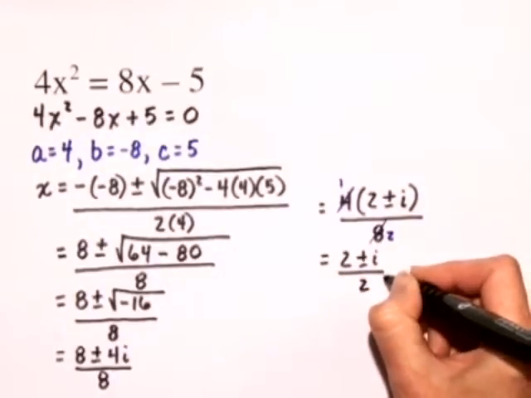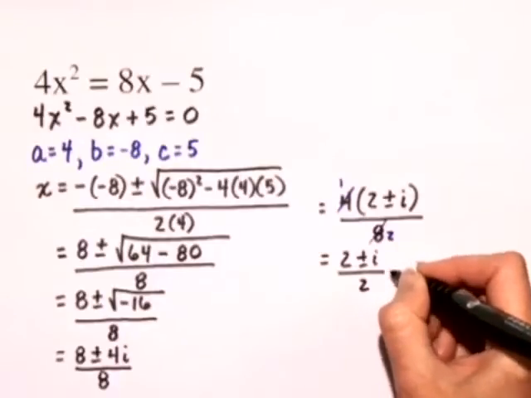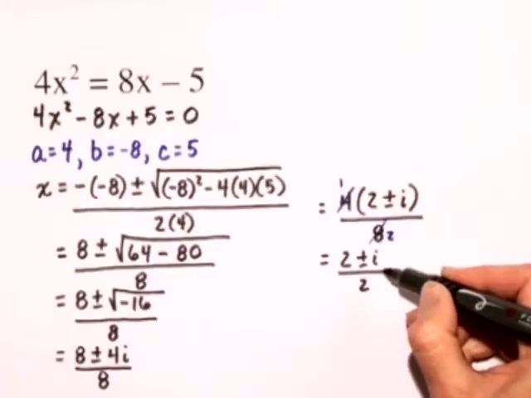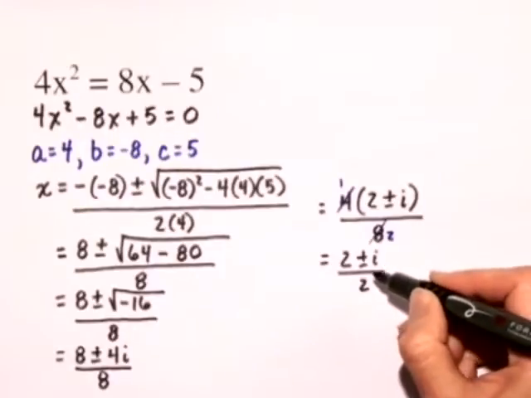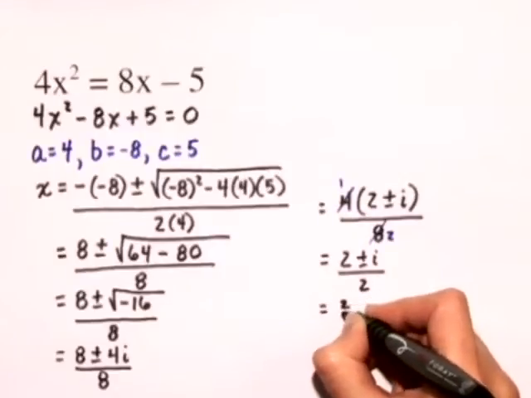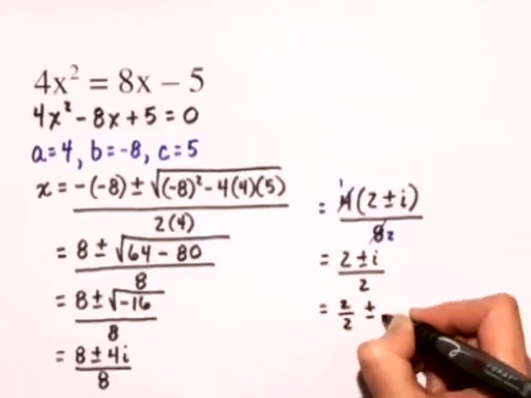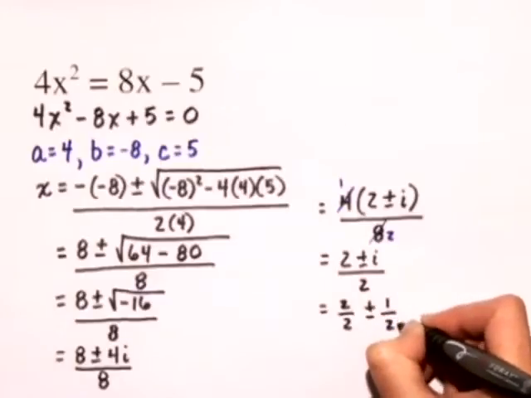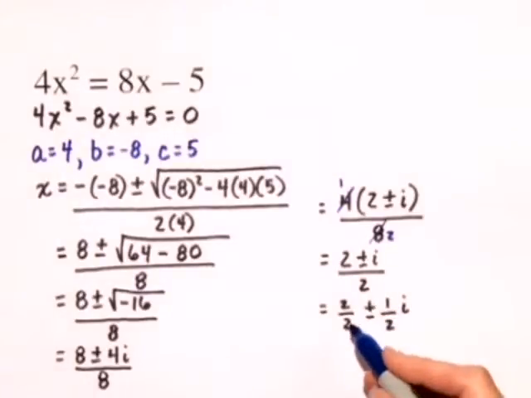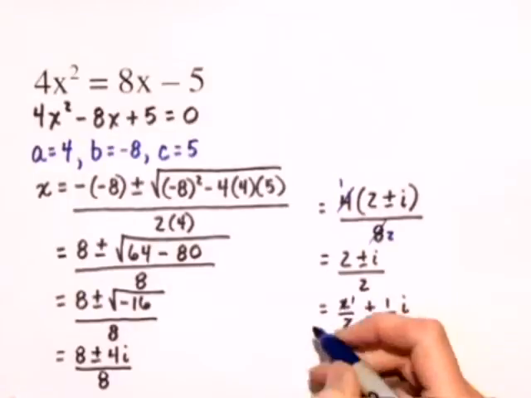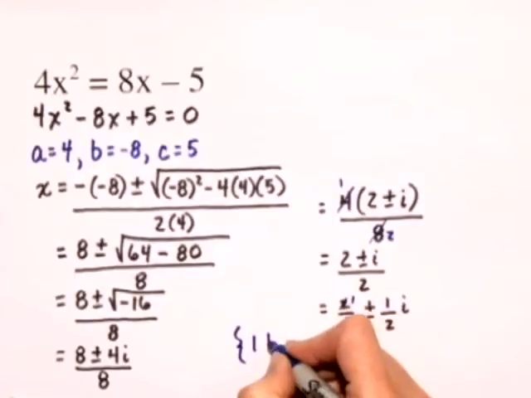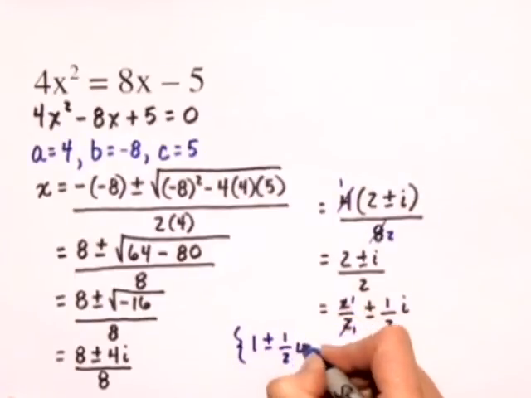These are complex numbers. Let's make sure that when we have a solution that is a complex number, we write it in standard form. Standard form of a complex number, remember, is a plus bi. So we'll write this as 2 over 2 plus or minus 1/2 i. And the 2 over 2 simplifies to 1 over 1. So our solution set is really 1 plus or minus 1/2 i.